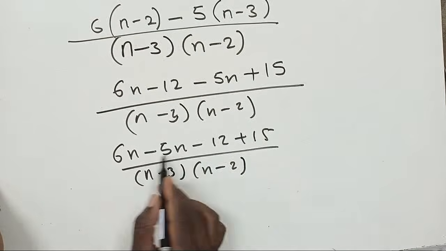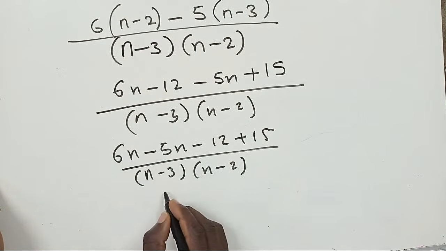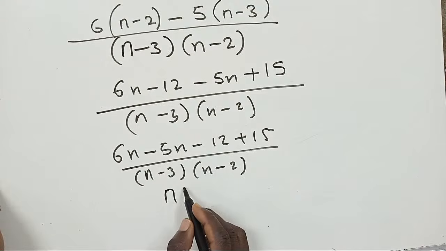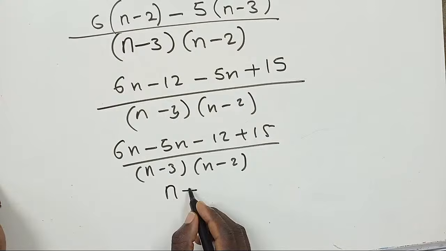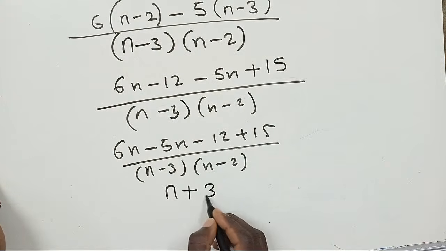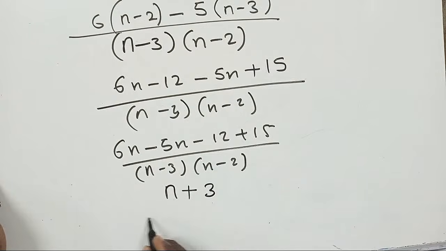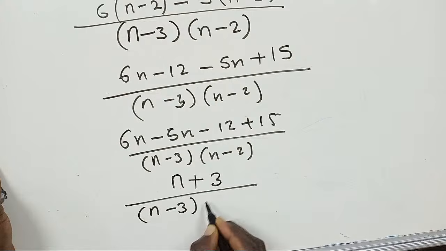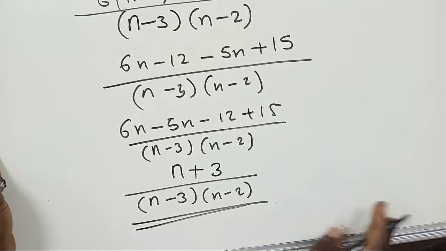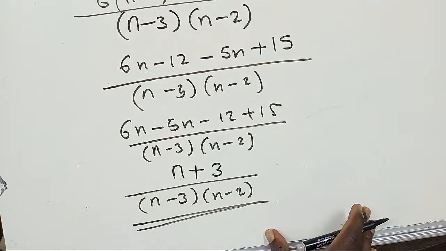So we can now solve on top. 6n minus 5n, it's just a 1n. So just write n. Here we have 15 minus 12. It will give us a 3. Okay, we have a 3 there over n minus 3, n minus 2. So this is our solution. This is a single fraction we have right here.